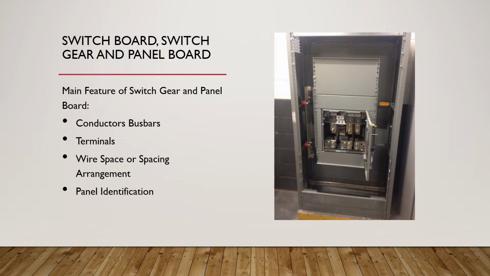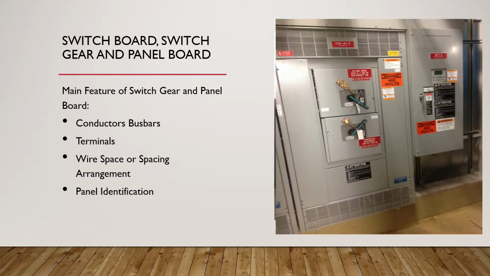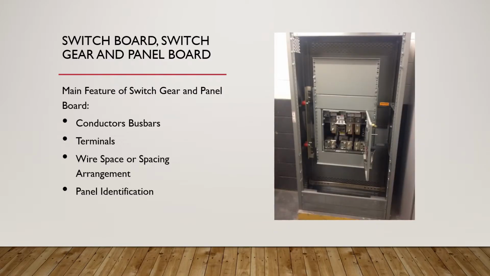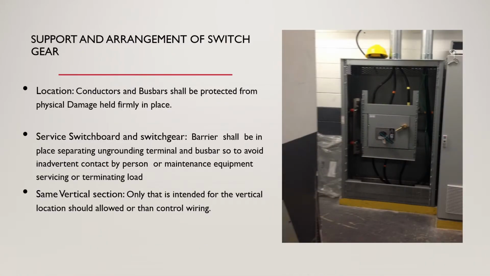Now, in terms of switchboards, switchgear, and panelboards, we have features such as the bus bar, the terminals, wiring space, and the spacing arrangement of where the conductors will land on the terminals. And then we will look at identification, as it relates to how we name panels and assign labels. Each switch within a switchboard is independently a switchgear by itself. Then we can look at the arrangement of the switches and the switchgear in terms of location.